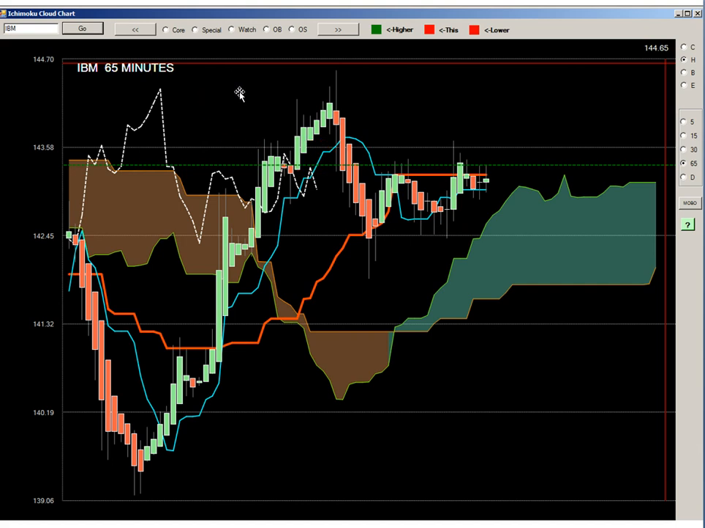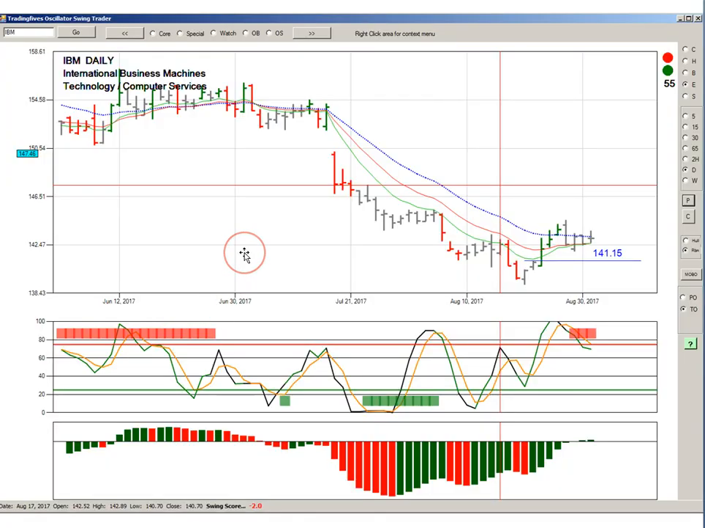So again, this is another instance of where you get an entirely different look or a different trading signal on the daily and the 65-minute chart. So in this case, had you used the daily IBM for the mother chart, you would have reduced the size of your position on this trade. And again, I would prefer to use the daily TO as the mother chart.